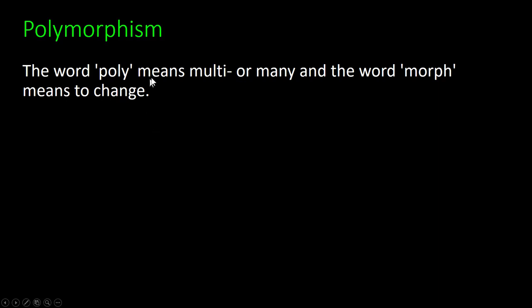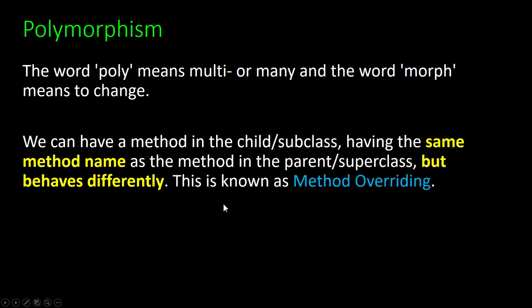Polymorphism. The word poly means multi or many, and the word morph means to change. So we can use a method in the child or the subclass having the same name as the method in the parent's class. In our case here, we have the display, which is in the parent's class, and we choose to use the same name display in the subclass. But then we want it to behave differently. This is known as method overriding.